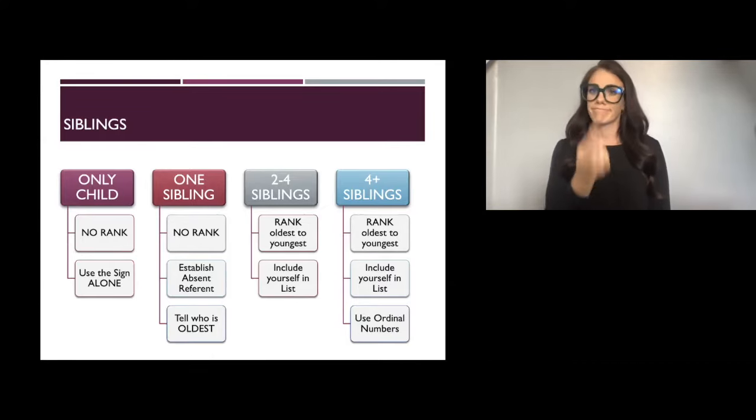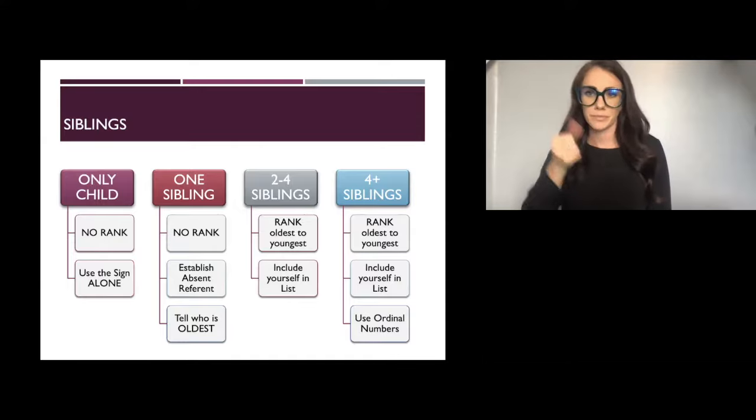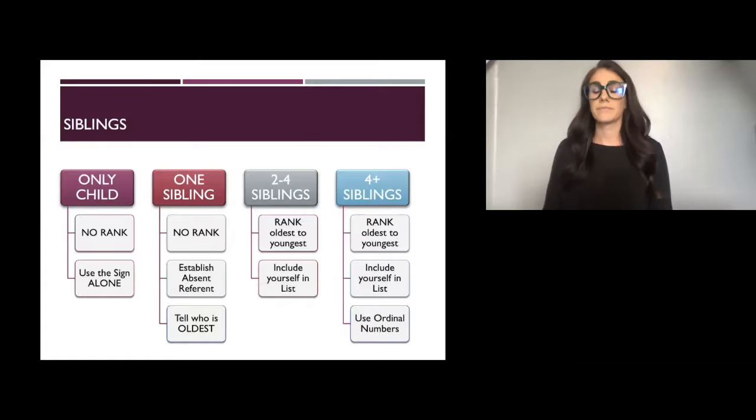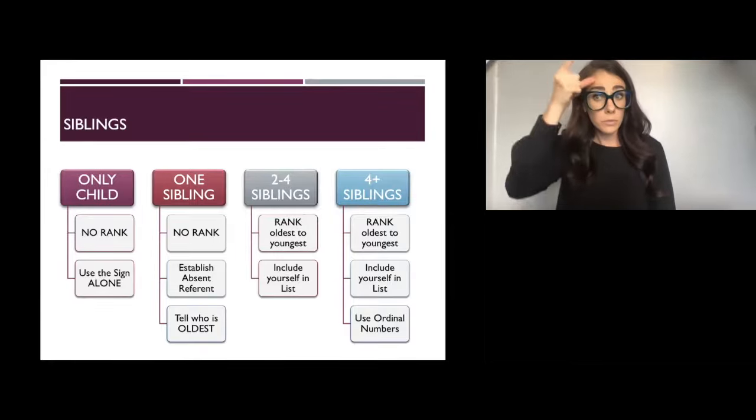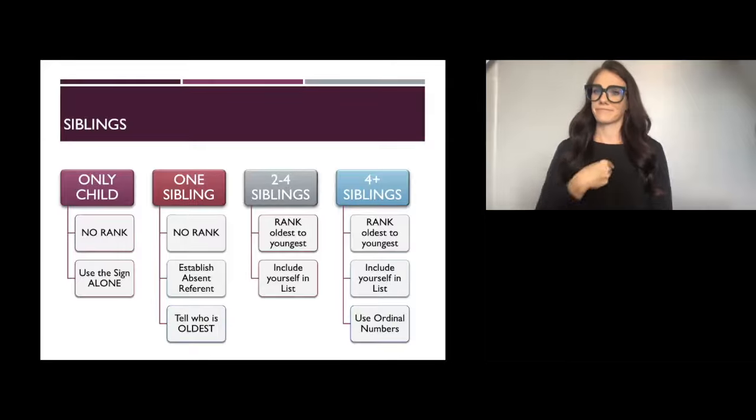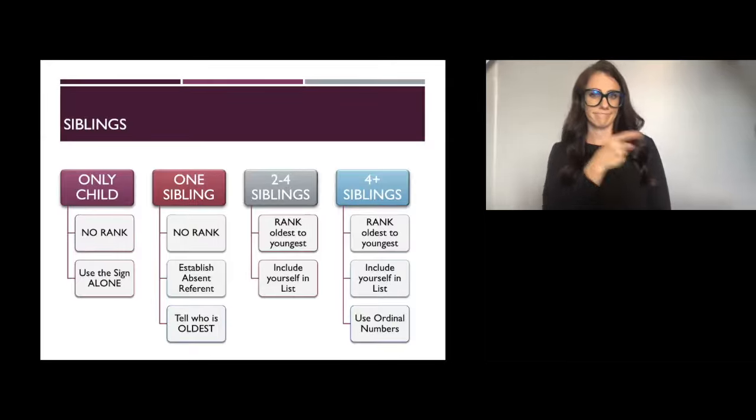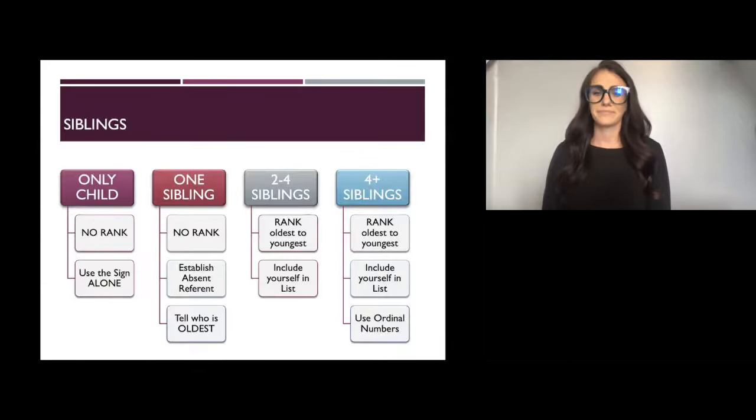So once you've established that, then you would say who's older. Either I'm older or she's older. So again, me have one sister, she older. That's it. If it's a brother, then you would sign me have one brother, establish him, older. Okay?